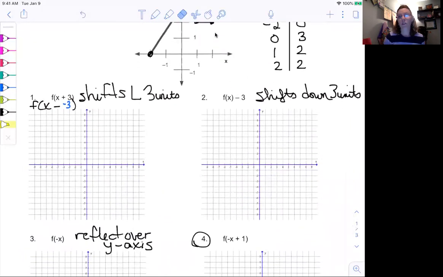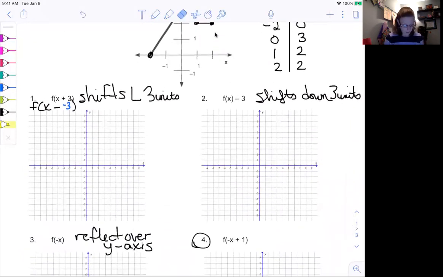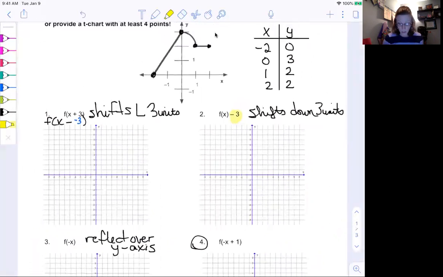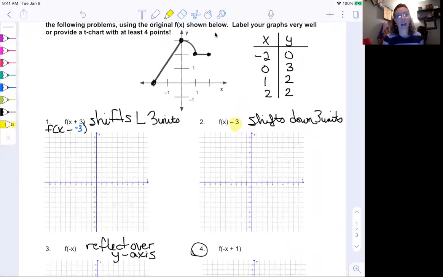Number 2's graph should shift down 3 units, and looking at that part, the minus 3 is separate from the f of x, so essentially this is saying you're taking y and you're subtracting 3. F of x and y are interchangeable. So using the ordered pairs that I have from the given graph, I would take all of the y values and subtract 3 from them and then make a graph.